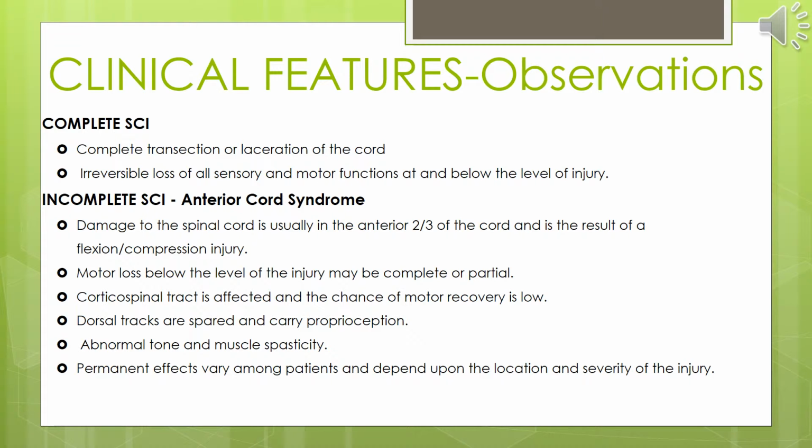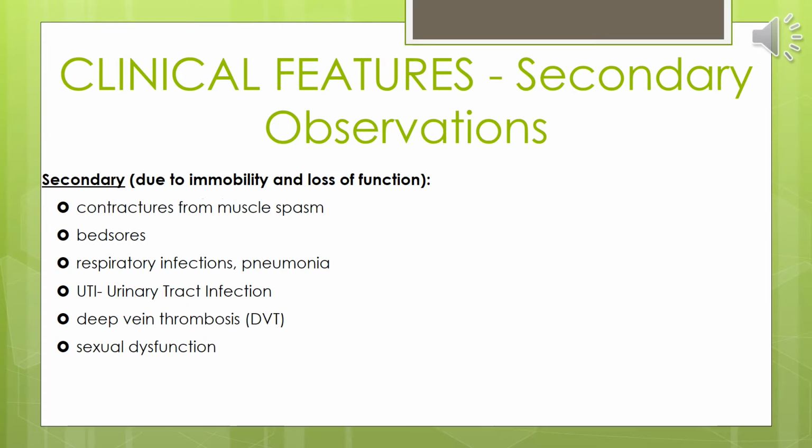Dorsal tracts are spared and carry proprioception. Abnormal tone and muscle spasticity. Permanent effects vary among patients and depend upon the location and severity of the injury. Here are some secondary observations due to immobility and loss of function: contractures from muscle spasms, bed sores, respiratory infections such as pneumonia, urinary tract infection, deep vein thrombosis, and sexual dysfunction.